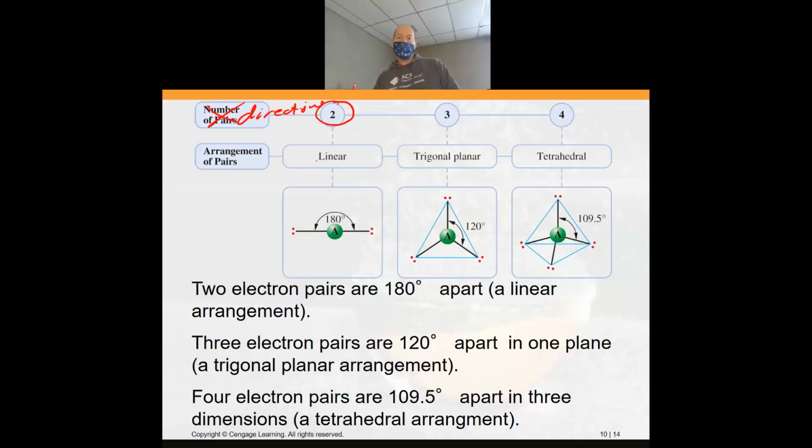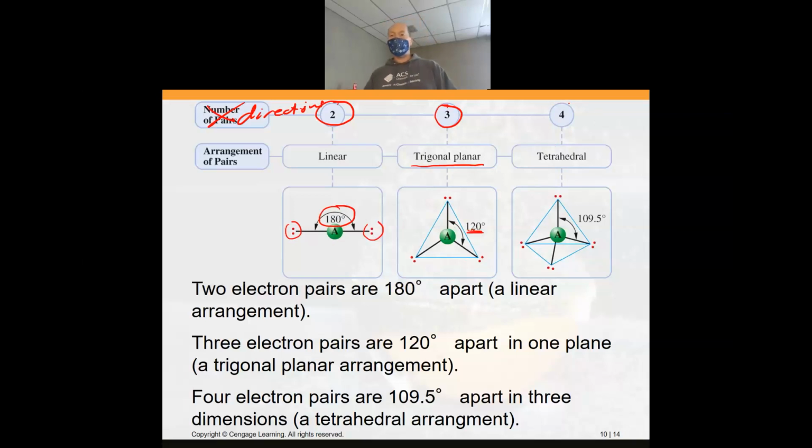So when I have 2 directions, it is going to be linear. I have my middle, and it's going to be linear because the electrons want to get as far apart as possible. And the bond angle for linear is 180. That's as far apart as 2 things can get. When you have 3 directions, and the directions can be bonding directions or lone pair directions, then you are trigonal planar. And your bond angle for trigonal planar is 120.